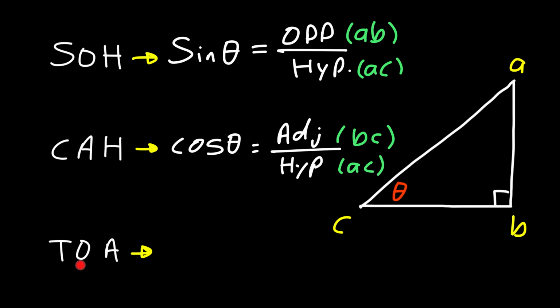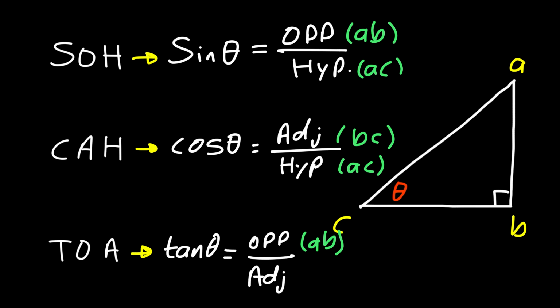Let's jump to the third term, which is TOA. T stands for tan, so tan theta equals O, which is opposite, over A, which is adjacent. Again, I will imagine myself standing here. The side which is opposite to me is AB, so I will write AB divided by the adjacent, which, imagining myself standing here, is side BC.